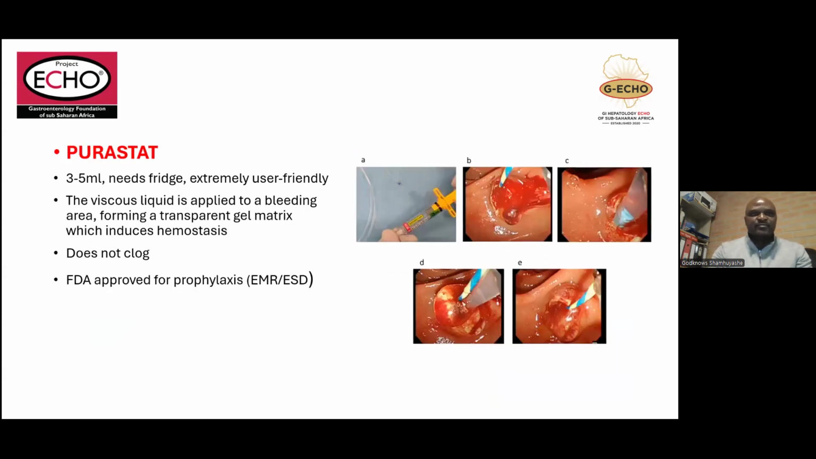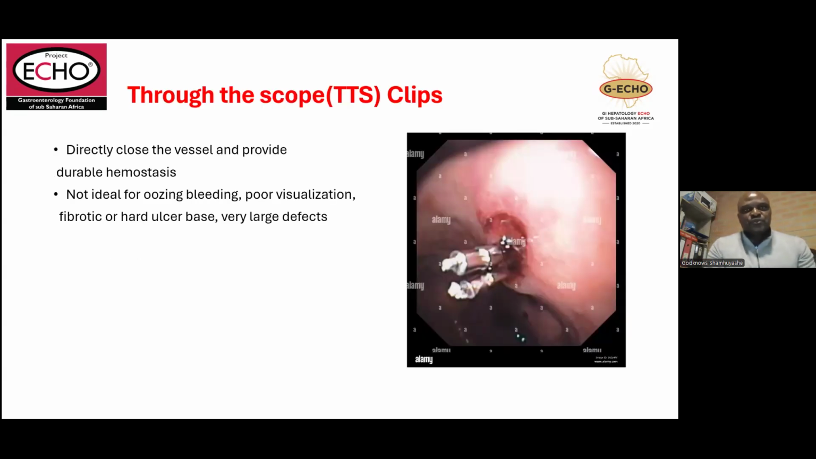Then we also have Purastat, which is extremely user-friendly. It's a viscous liquid which is applied to a bleeding area, and it forms a transparent gel matrix which induces hemostasis, and it does not clog. So there are various modalities of hemostatic powder which you can use, and you just have to know what's at your disposal. And moving on to the through-the-scope clips.